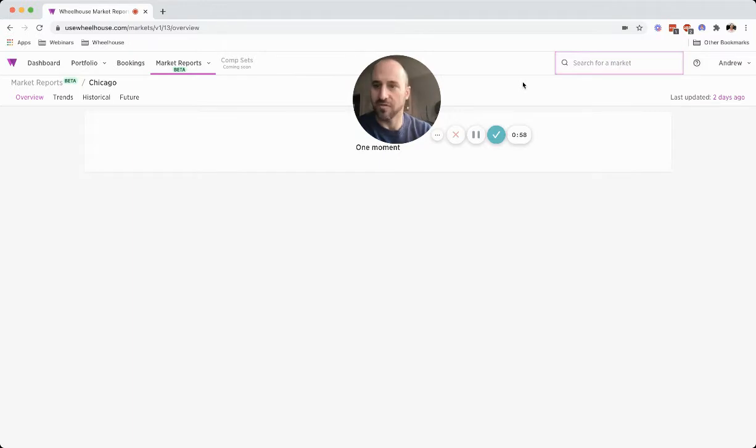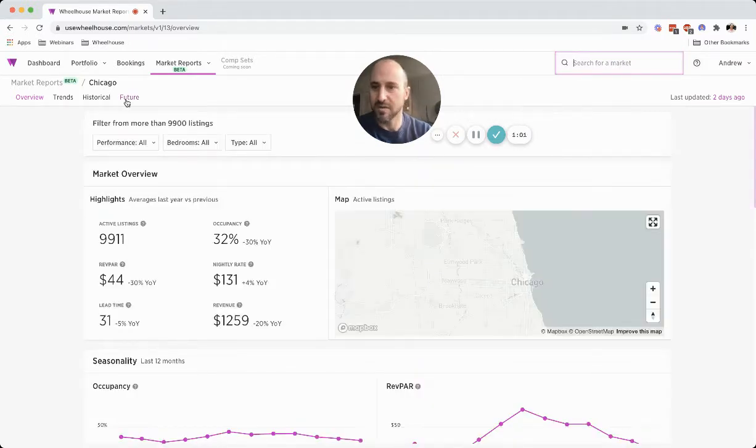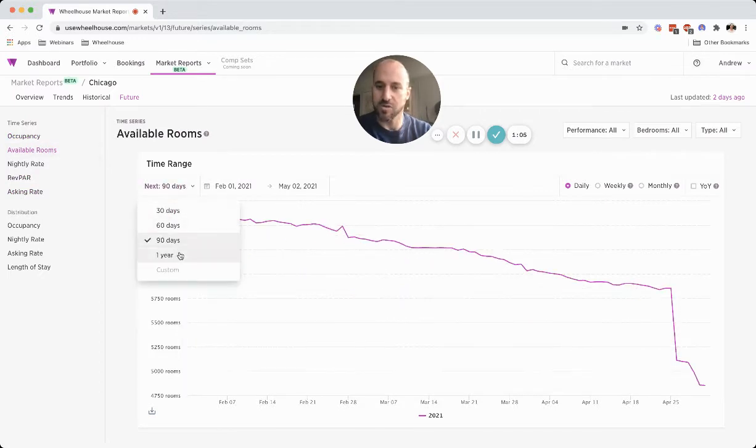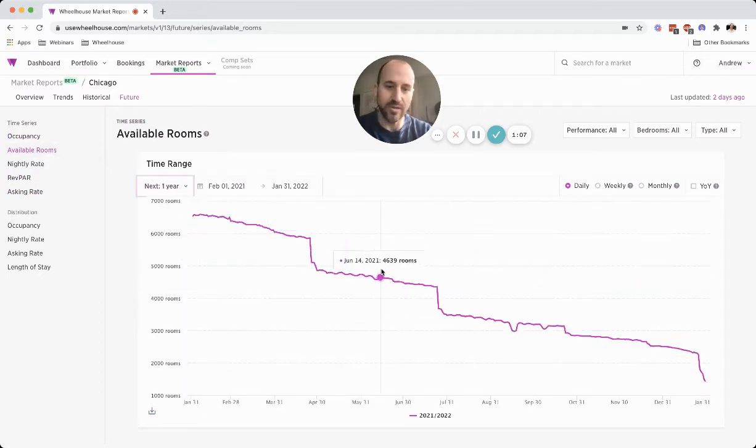So let's go look at Chicago, for example. Just load up a second here. We'll go look at the future. We will look for available rooms. We'll go to a year out, and we're going to see huge drops, right? That means if you're selling 6 to 9 months out, you're selling against less than half the market. 9 months out, a little even further drop.